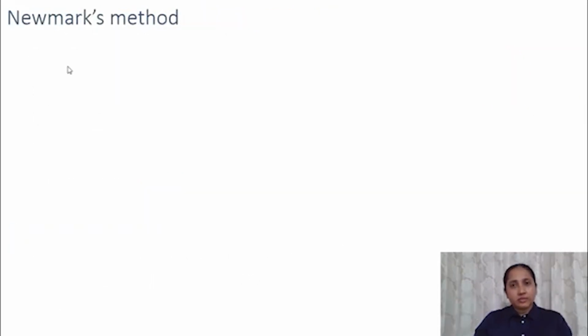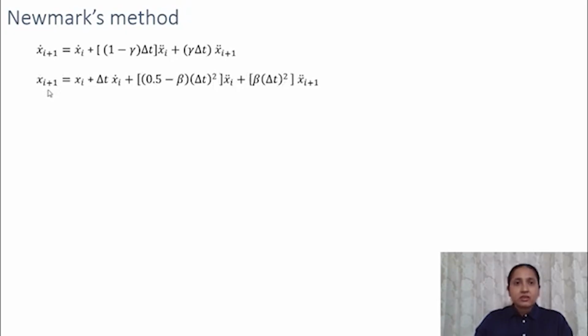The next numerical method is called Newmark's method. It is a family of methods. In this method, the velocity at the time instant i plus 1 is approximated in terms of the velocity at the ith time instant and the accelerations at the ith and i plus 1 time instants. And this gamma is a parameter which controls the variation of acceleration between the time steps. And the displacement can be approximated using this expression.